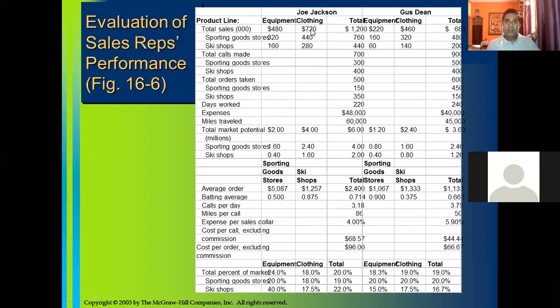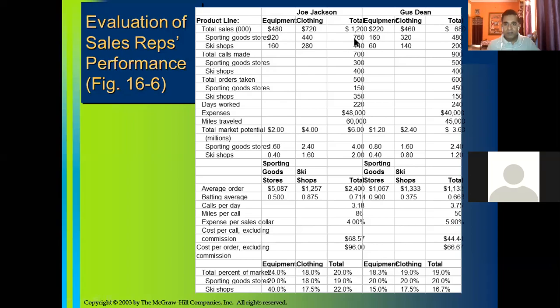With respect to clothing, out of $720,000 worth of clothing, he has sold $440,000 worth of clothing to sporting goods stores and $280,000 worth of clothing to ski shops. And this is the overall total, $1.2 million in sales, the total sales done by Joe Jackson. In total he has sold $760,000 worth of merchandise to sporting goods stores and $440,000 worth of merchandise to ski shops.